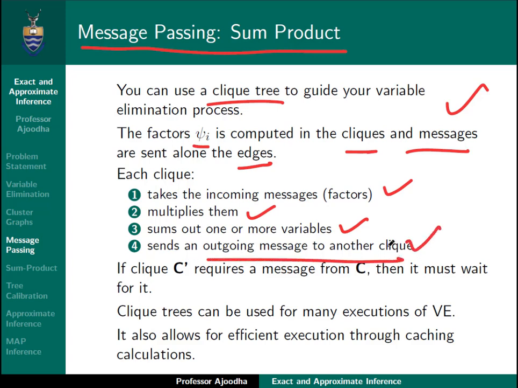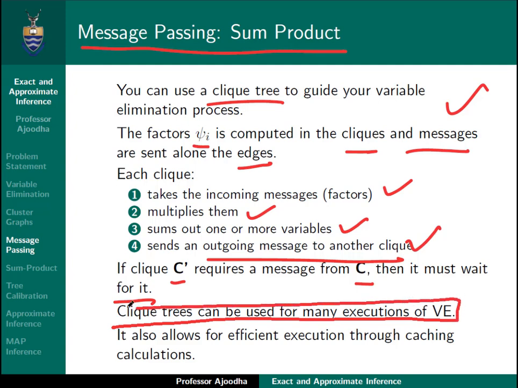So let's see how we're going to actually do that. If the clique C prime requires a message from C, then we must wait for that message. We're not allowed to just continue with the process in exact inference. Okay, and so in approximate inference, we will relax this assumption, but for exact inference, we're not going to do that. So the other really cool thing about clique trees is that they actually can represent multiple runs of variable elimination, not necessarily just for one run. And I'll show you how that works later on.